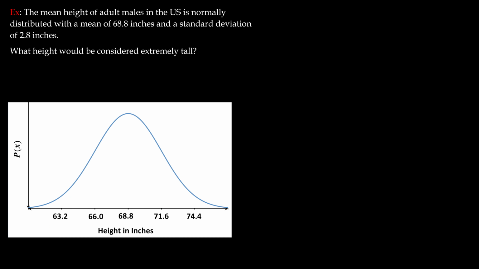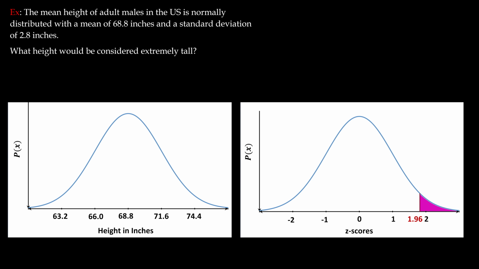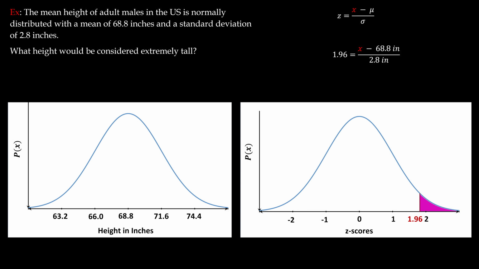So what heights would be considered extremely high for the population? Well, we said for a normal distribution, any z-score above 1.96 would be considered extremely high. So what I'm going to do is start with the z-score and work my way back to see what value that would be in inches. X is the unknown value of the height in inches that will end up having a z-score of 1.96. If I multiply both sides by 2.8, then add 68.8 to both sides, then I can solve for x.